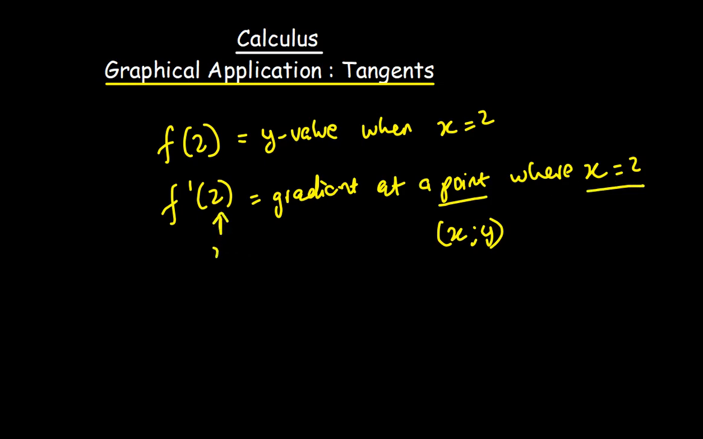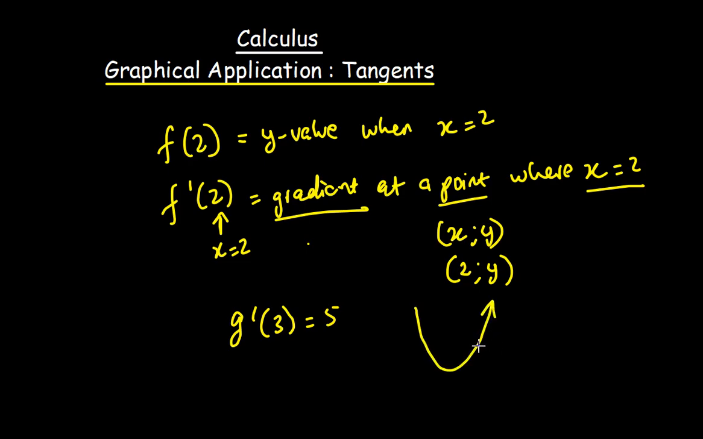Remember here it means x is 2, right? So we only know that at that point x is 2. We do not know y. However, at that point that will be the gradient. What do I mean? So let's remember, if I have g prime of 3 is equal to 5, it means if I have a graph, at this point where x is 3 and I do not know y, at this point the gradient is equal to 3.